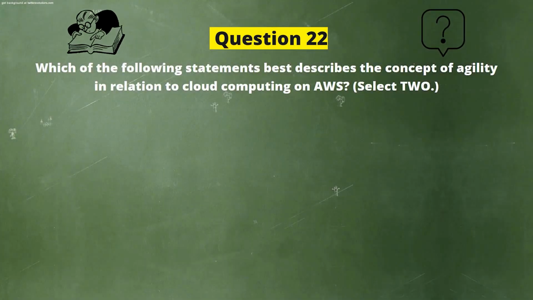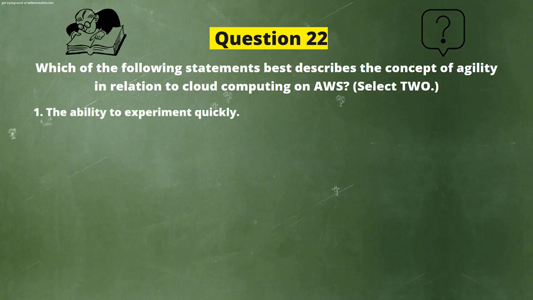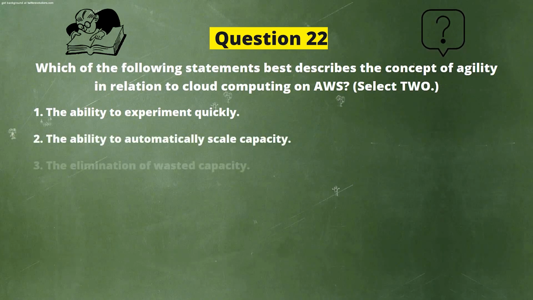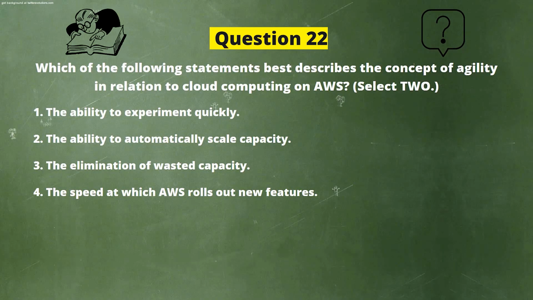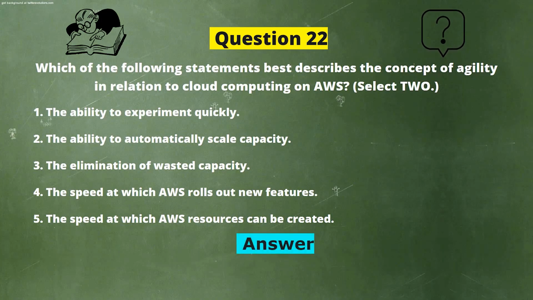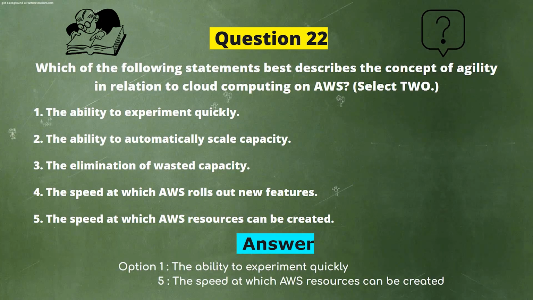Next question. Which of the following statements best describes the concept of agility in relation to cloud computing on AWS? Select 2. And the options are: Option 1. The ability to experiment quickly. Option 2. The ability to automatically scale capacity. Option 3. The elimination of wasted capacity. Option 4. The speed at which AWS rolls out new features. Option 5. The speed at which AWS resources can be created. And the correct answers are: Option 1. The ability to experiment quickly, and Option 5. The speed at which AWS resources can be created.